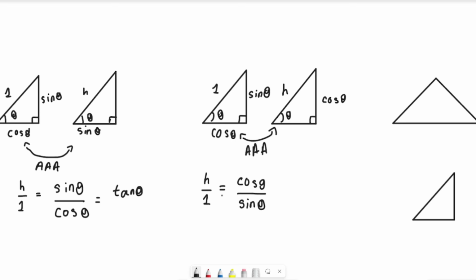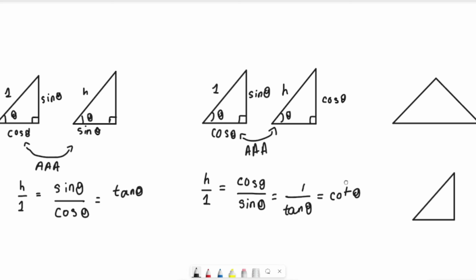Now notice that in the other triangle we got h is equal to sine theta over cosine theta, which is tan theta. But this time we have a reciprocal of that, which is cosine of theta over sine of theta, which means I can write this as 1 over tan theta. Now, in math, instead of calling it 1 over tan theta, we can simplify it and just call it cotangent of theta. So that basically means that cotangent of theta is equal to 1 over tan theta, which means that the hypotenuse of the triangle we just made is cotangent of theta.